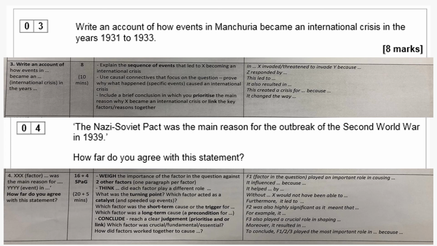And then finally, your conclusion. Using one of your three paragraphs, decide which one you agree with most and represent your argument in your conclusion.